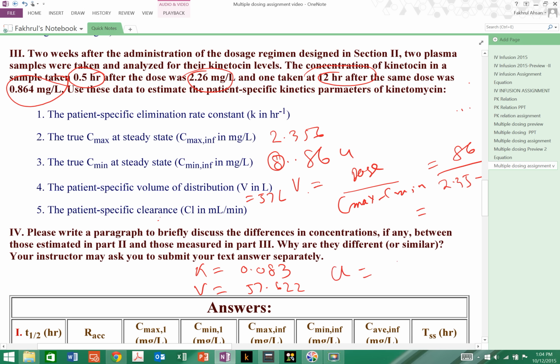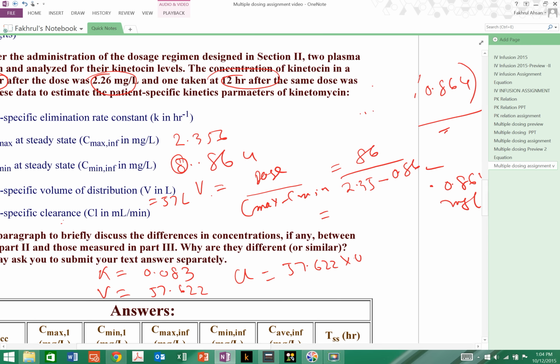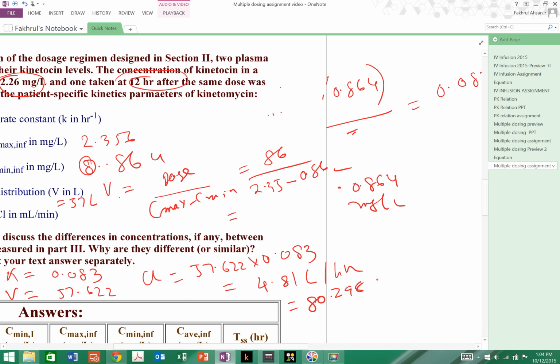Clearance would be V, 57.622, times 0.083. It should give you a clearance of 4.81 liter per hour, equal to 80.298 milliliter per minute.